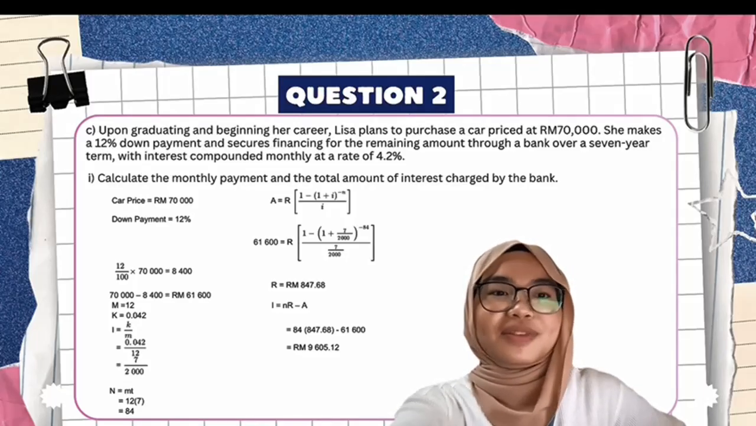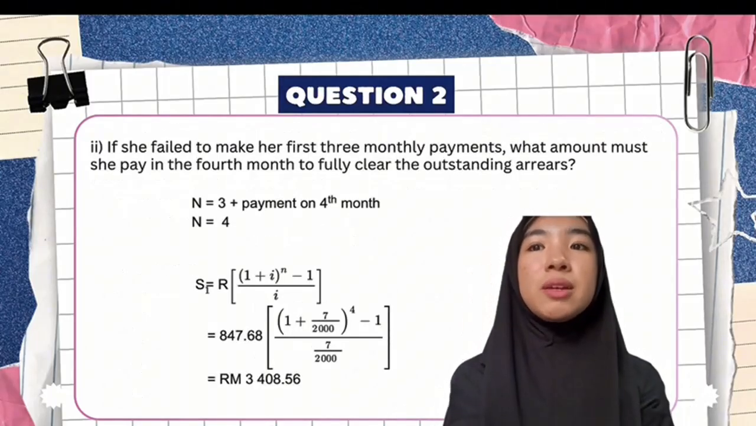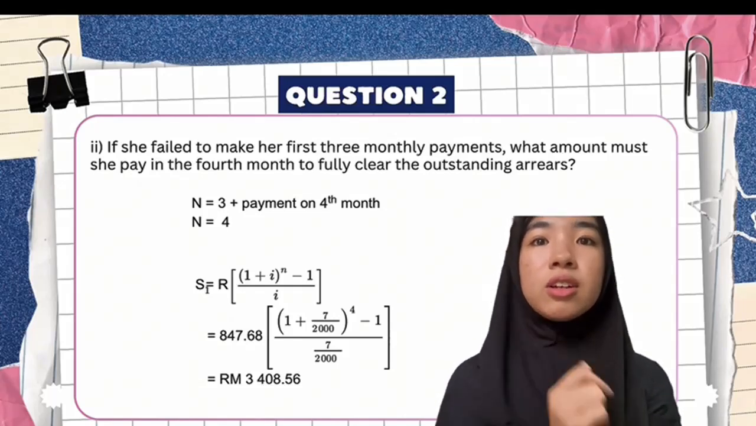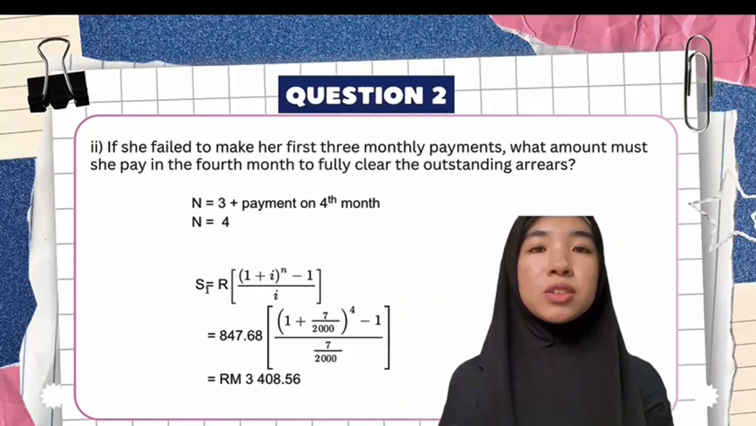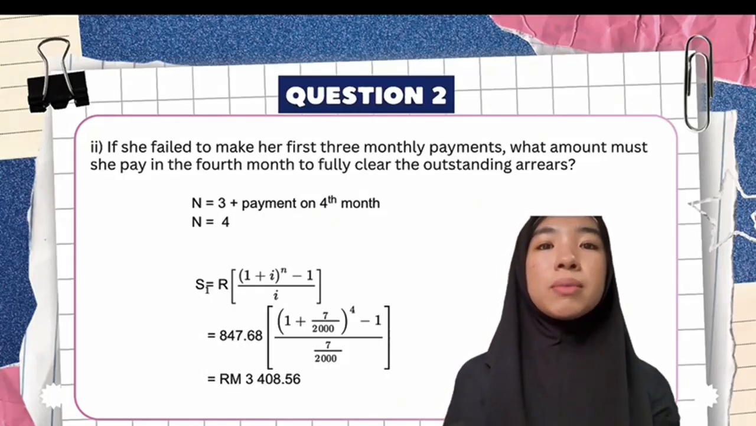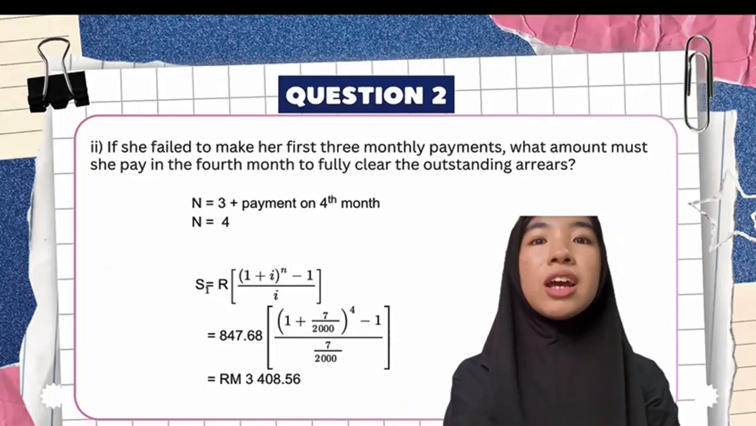If she failed to make her first 3 monthly payments, what amount must she pay in the 4th month to fully clear the outstanding arrears? So, she missed 3 payments and now she wants to pay everything in the 4th month, so the number of periods n equals 4 because the missed payments accumulate interest for up to 4 months.